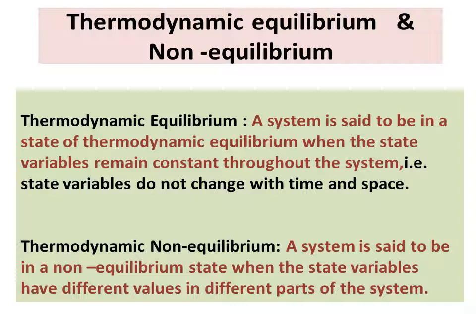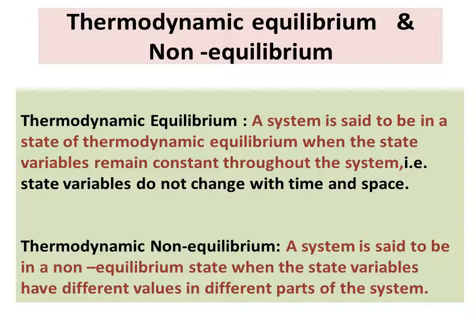A system is said to be in a state of thermodynamic equilibrium when all the state variables remain constant throughout the system. So what are state variables? We have earlier discussed that. Temperature is one of them. Just opposite to thermodynamic equilibrium is non-equilibrium.